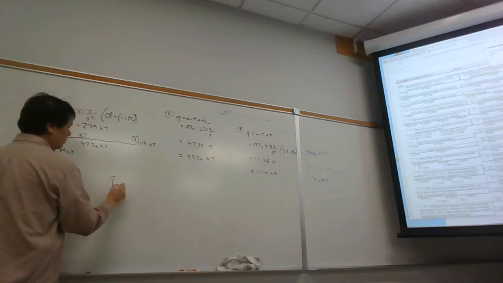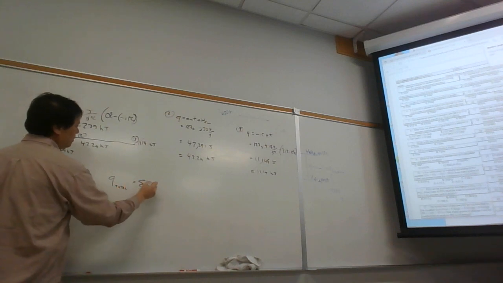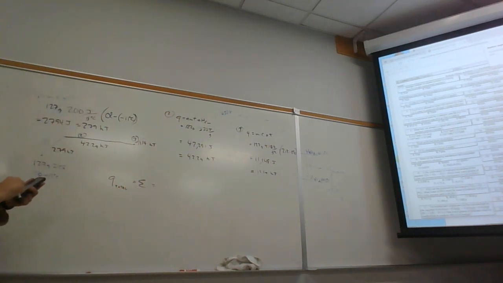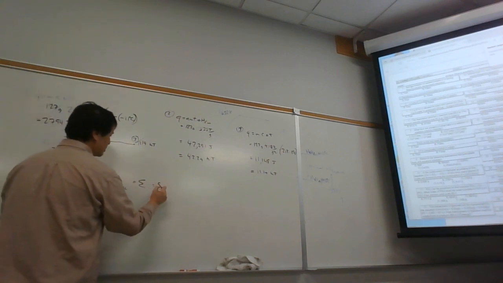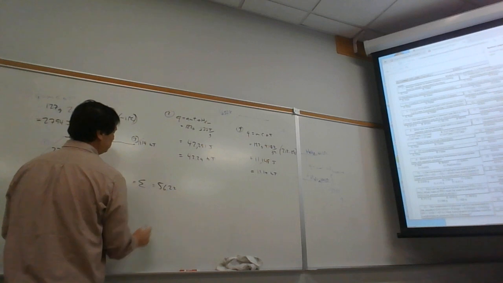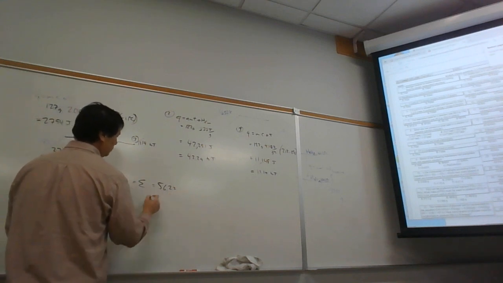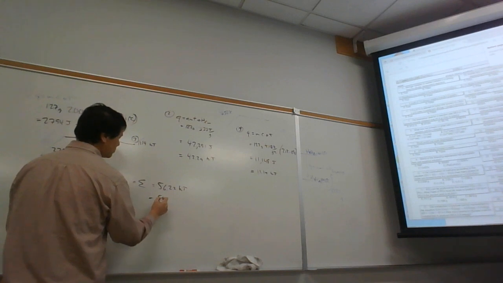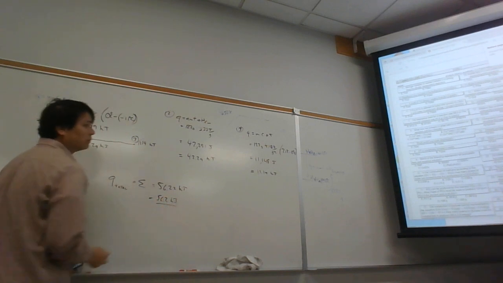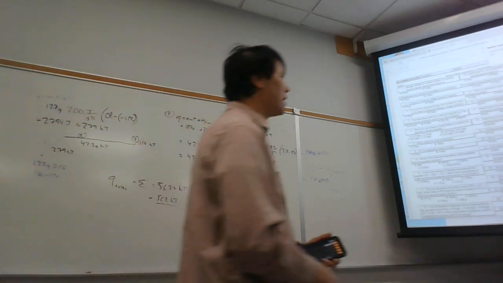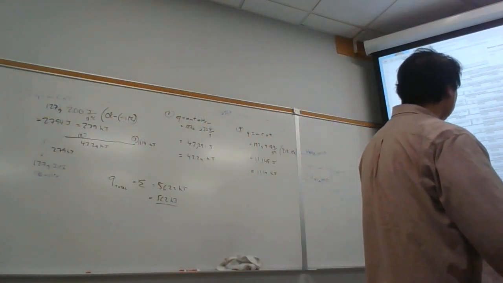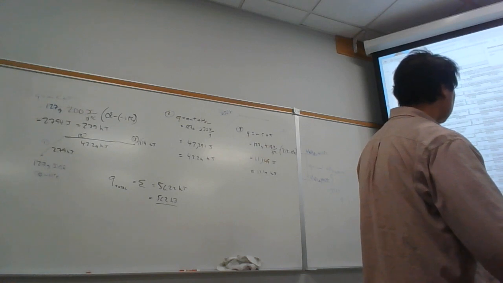So Q total, which is going to be the sum of everything, is going to be 2.79 plus 42.29 plus 11.14. That's 56.22 kilojoules, or 56.2 kilojoules. And so that's how much heat we have to add. And that heat's going to come from the atmosphere, that's the surrounding.